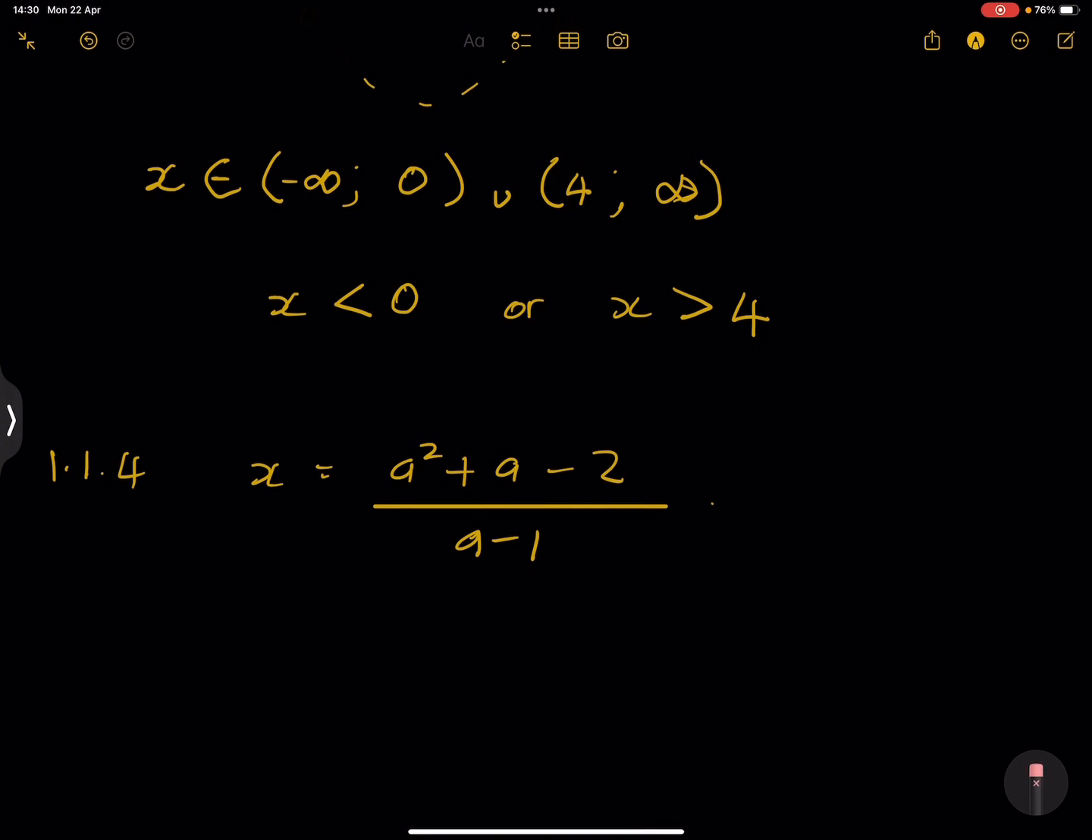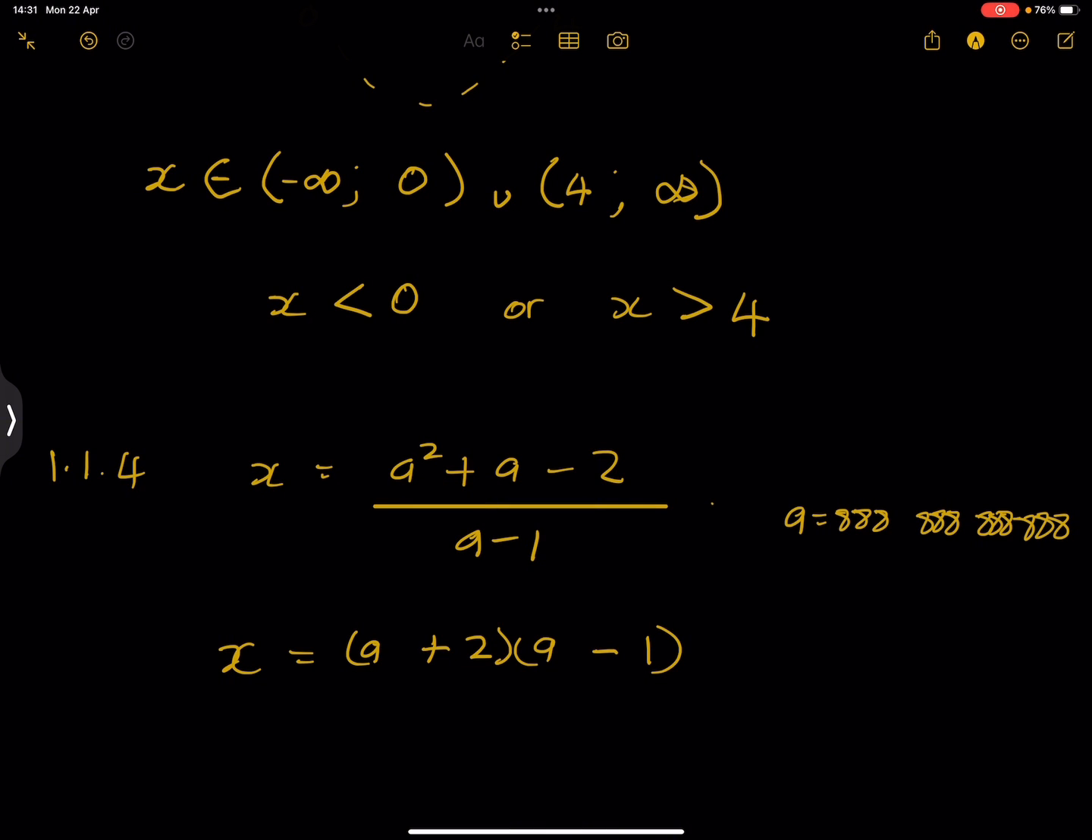So a is 8, and so on. Okay, now we wanted to get the value of x. What I'm going to do is simplify this and say, well, this is a squared. So if we open up our brackets, that will be a times a. That will be 2 and 1, right? Notice this will be positive and this will be negative, right? So this is divided by a minus 1.